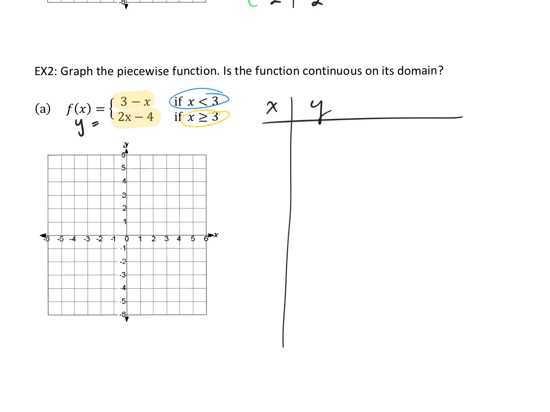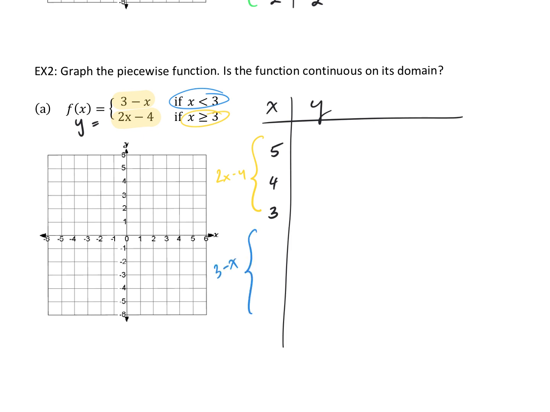I'm going to do the values of 3 or greater for 2x minus 4, my yellow line. Let's see what values I could pick for those. I always try to pick a mixture of positive and negatives if possible. We know the boundary is at 3. So let's do 3. How about 4 and 5? Why not? And then for the blue one, the 3 minus x.